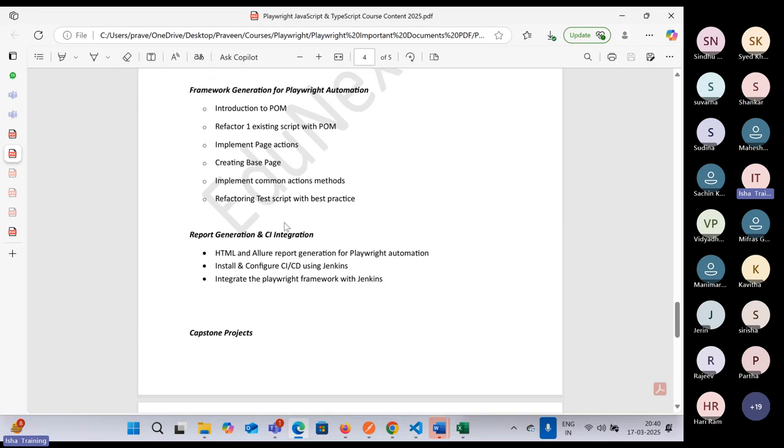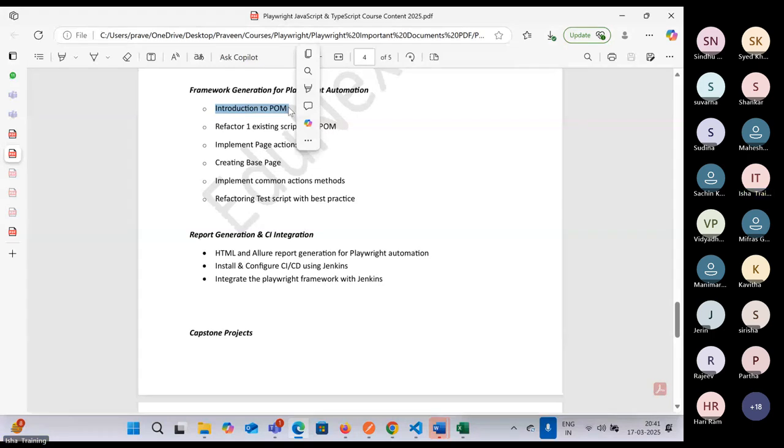The theoretical as well as practical knowledge will be given over here. The framework will be developed in such a way that you can directly utilize it inside the organization as well. So we'll go through the introduction to the page object model, what the different components involved are, and how we start development of the page object model framework.